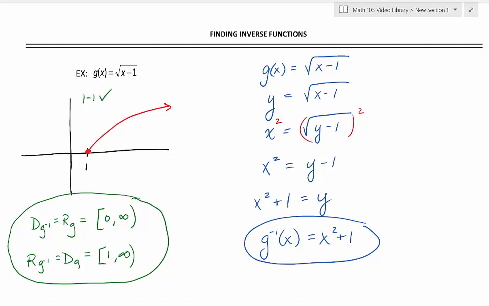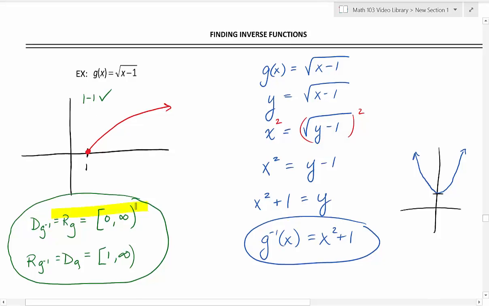Now, you may have noticed that G inverse of x is equal to x squared plus 1, which is a parabola. In fact, this is a parabola that's been shifted up 1 unit. Well, inverse functions are supposed to be one-to-one, but this clearly is not a one-to-one function because it fails the horizontal line test.